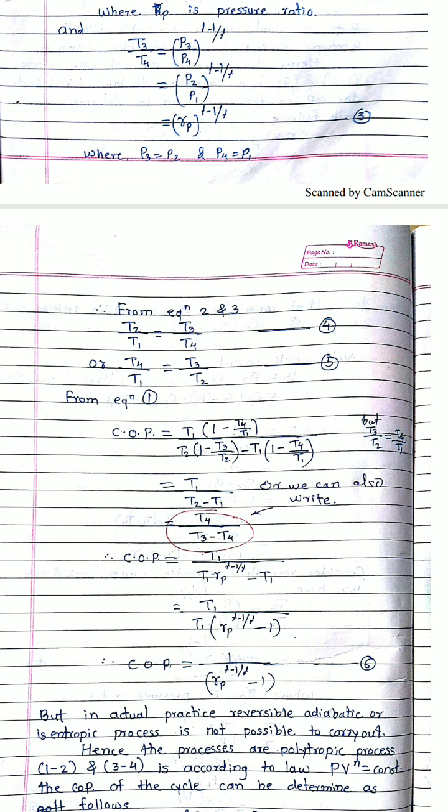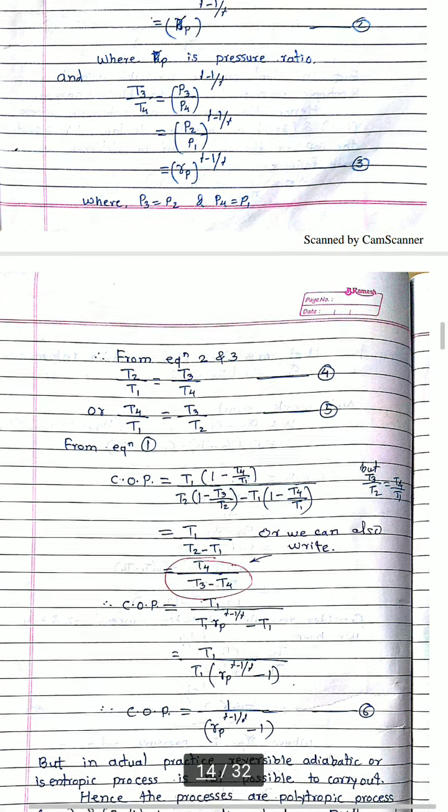Please look here. In the numerator, inside the bracket, T4 upon T1 is there, and in the denominator, inside the bracket, T3 upon T2 is there. But if you observe equation number 5, T4 upon T1 is equal to T3 upon T2. So if we put that in and take it as common, the numerator bracket and denominator bracket get cancelled out, and only T1 upon T2 minus T1, or you can write it as T4 upon T3 minus T4, remains. So first we will consider COP is equal to T1 upon T2 minus T1.